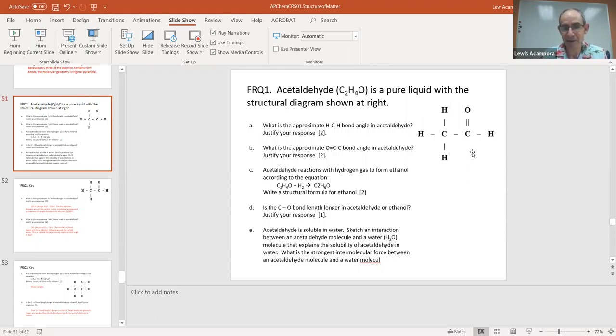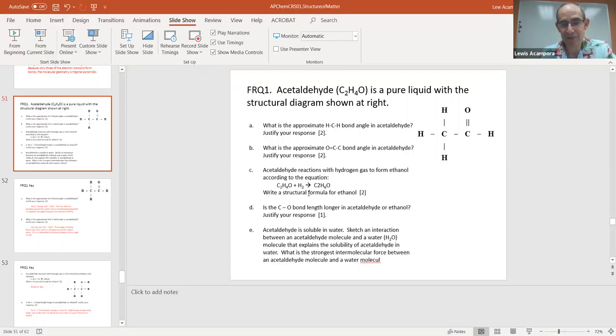In a similar way, the bond angle here is roughly 120 degrees, because this carbon atom, the one that is double bonded to the oxygen, is only surrounded by three electron pairs, and therefore would be surrounded by three domains, which would arrange themselves along the corners of an equilateral triangle.